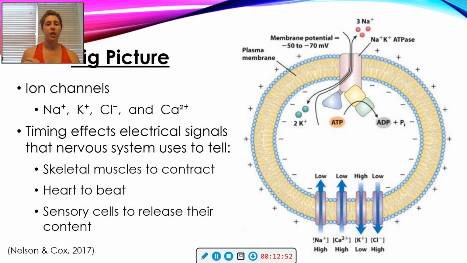These signals tell your muscles to contract. These signals tell your heart when to pump and beat. They also tell the other parts of your body, like your senses, your sense of taste and hearing and smelling, all those signals in your head that make those things possible. They are controlled by the perfect timing of the opening and closing of these channels.